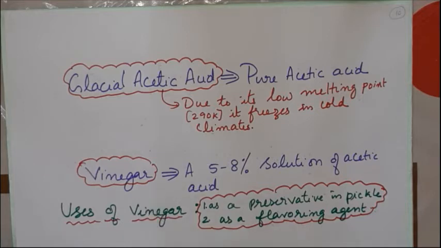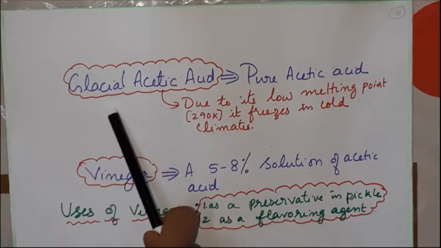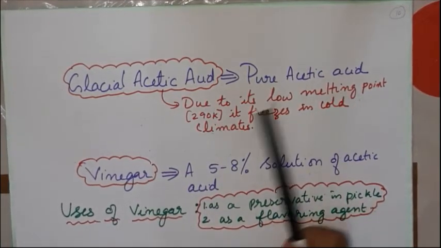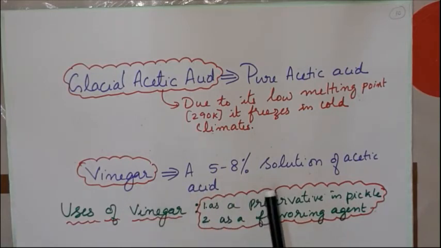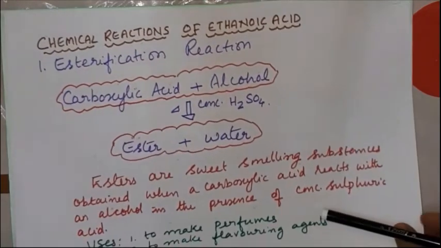Hope that these two points are clear to you. Glacial acetic acid is pure acetic acid. Vinegar is a very dilute form of acetic acid. Now let me move to the chemical reactions of ethanoic acid.